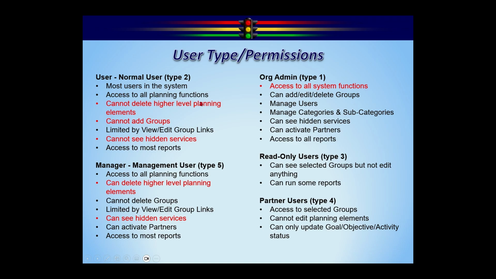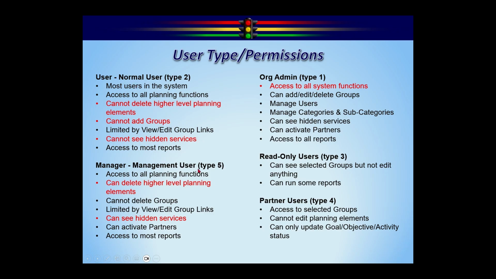So what we're trying to do is limit the damage potential in there. So they can only delete the objective and its related activities, which is going to be a small chunk, if you will. They cannot add groups. Only org admins can add groups. Limited by the view, edit, group links, the ones we were just talking about. If you have hidden services, you may remember on the services screen, the bottom right corner, there's a hide service button down there. If you hide that, they cannot see those. So it kind of takes them out of their view. And then they can access most of the reports. So this is your normal.